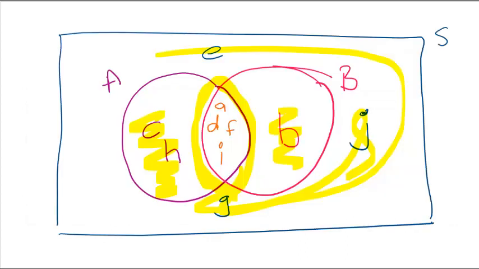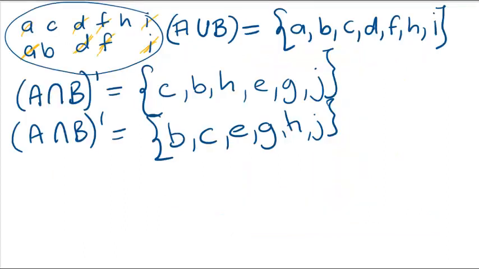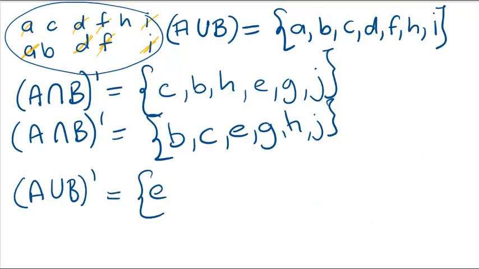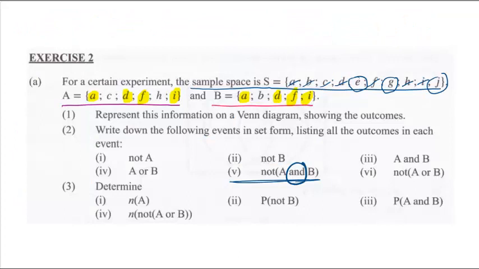So the or now means that everything in the circles are also excluded. So not A or B is going to be E, G, J. So how do I write this? I'm going to say A or B not is equal to E, G, J, close curly brackets. So that is the end of question 2.